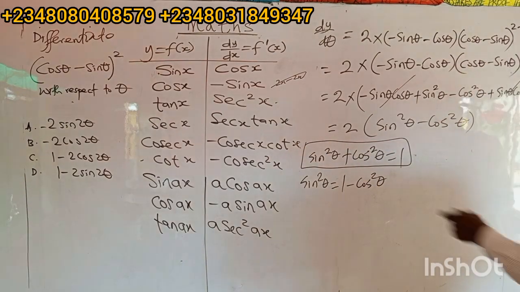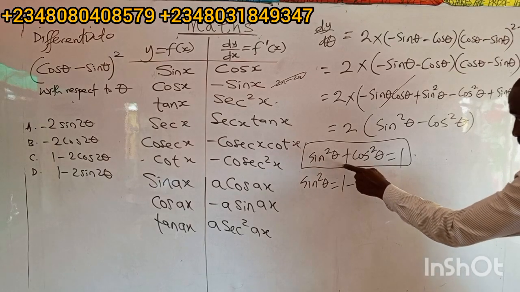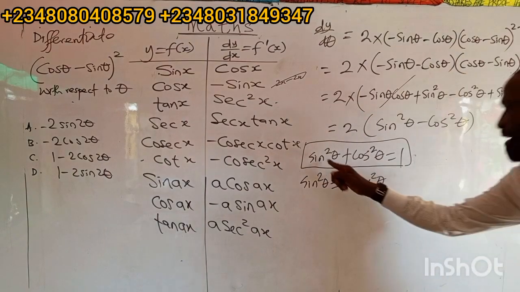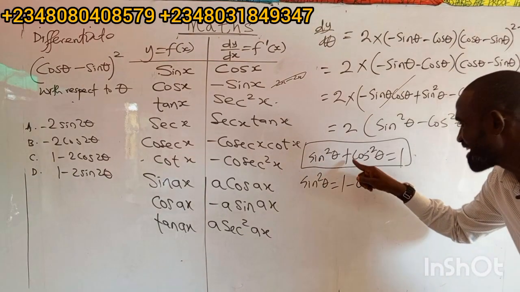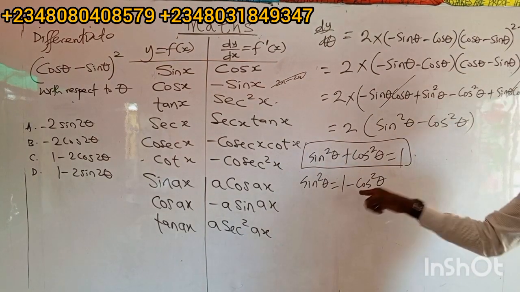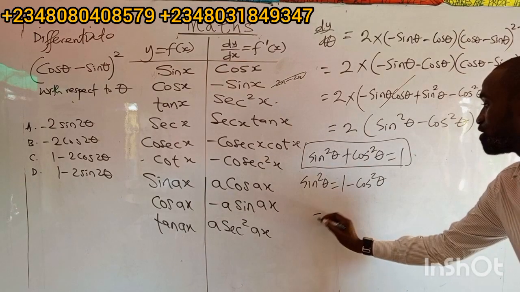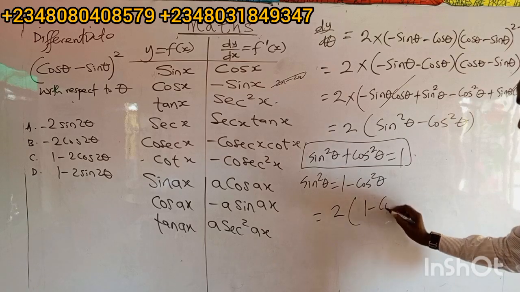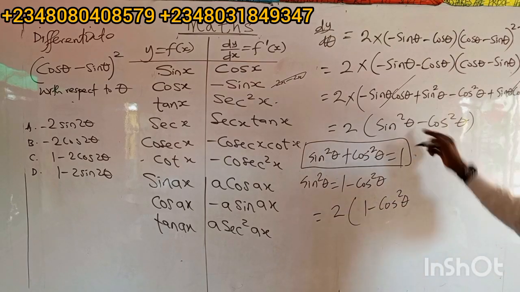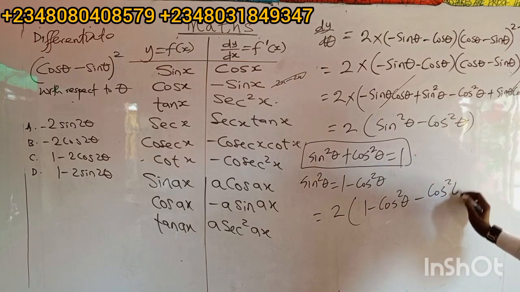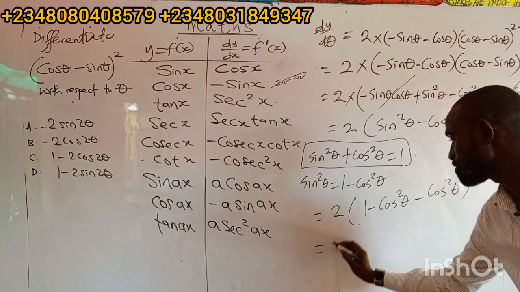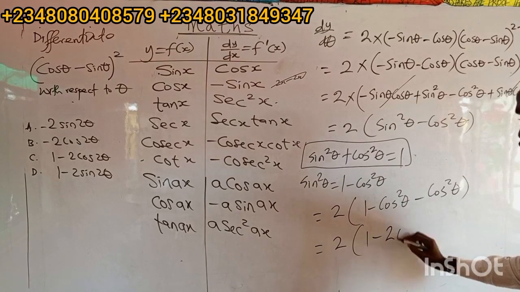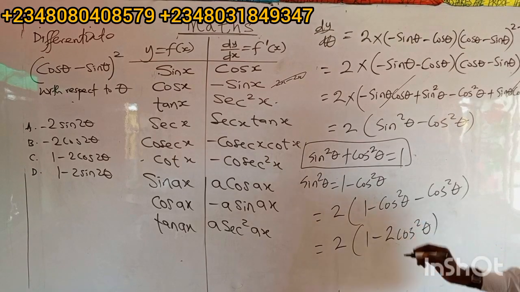Basic identity. For every sin square something plus cos square that thing will give us what now? 1. So let us make this one solve a formula. It means this one here, come to this space, it's not be 1. So with this here, we now have 2 open bracket. Instead of writing sin square theta, it should now be 1 minus what now? Cos square theta. Then minus cos square theta. Again, so open the bracket, I'm having 2 brackets, 1 minus 2 cos square theta.